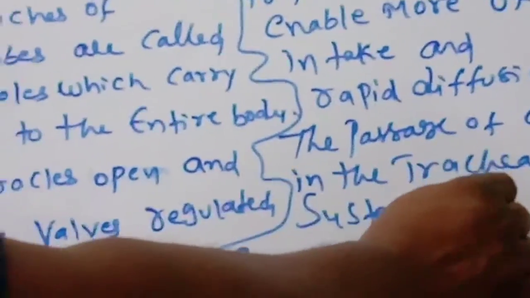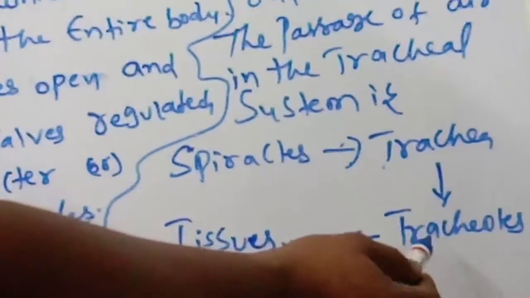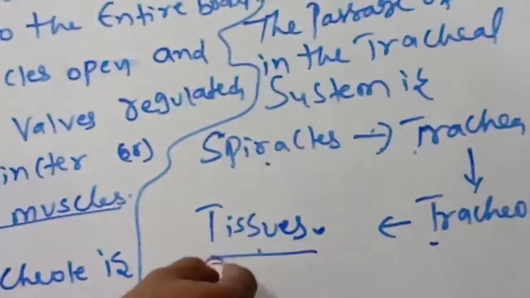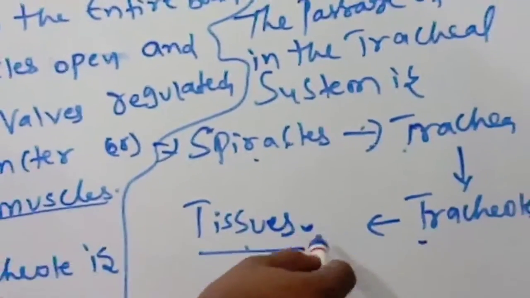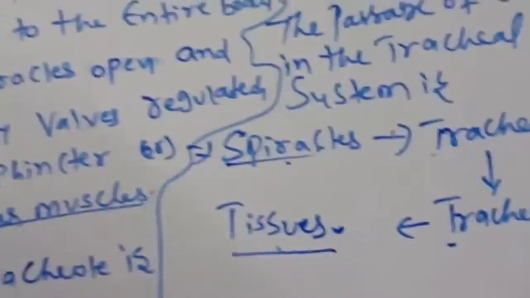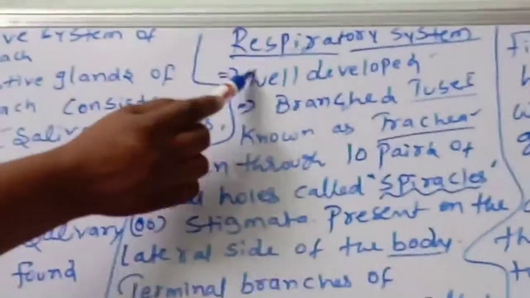The passage of air in the tracheal system is spiracles, trachea, tracheoles, tissues. So this is spiracles to trachea, trachea to tracheoles, tracheoles to tissues. This is the respiratory passage. Okay, children, we are discussing the respiratory system.